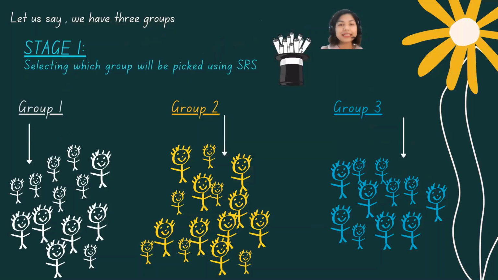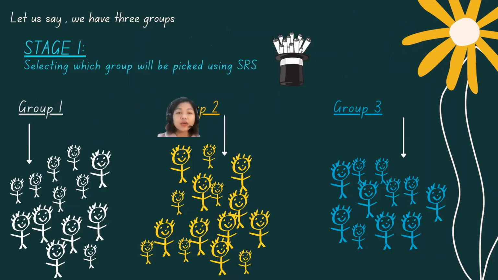So, here's the drill. Let us say we have 3 groups. So, stage 1, diba, alam natin na may 3 groups tayo. We need to select which group will be picked through SRS. Kunwari po ha, meron tayong 3 groups ng population. Kunwari, itong population na ito ay nasa barangay A. Dito naman barangay B. Dito naman barangay C. Okay, so pipili tayo kung alin sa tatlong barangay na ito ang ating kukunan ng sample.